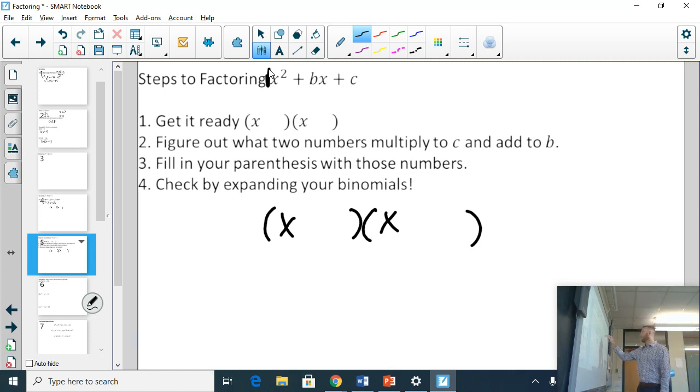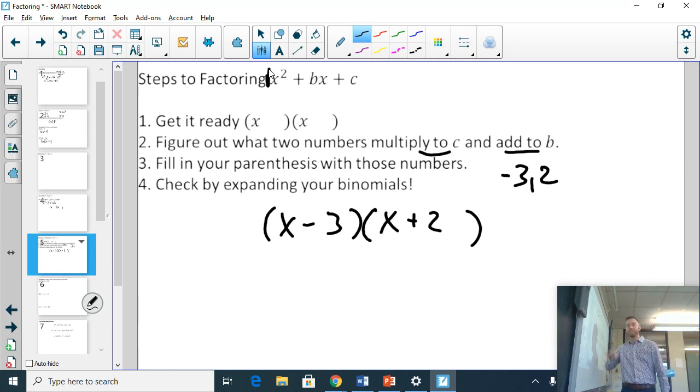And here's the thing. Numbers that multiply to c, so that last number, and add to b. And then you would just fill your parentheses with whatever it is. So let's say the two numbers were -3 and 2, right? Then you would just put -3 and +2. And that would get you there. And then you could check it again by expanding your binomials. So you would check by multiplying, to back out.